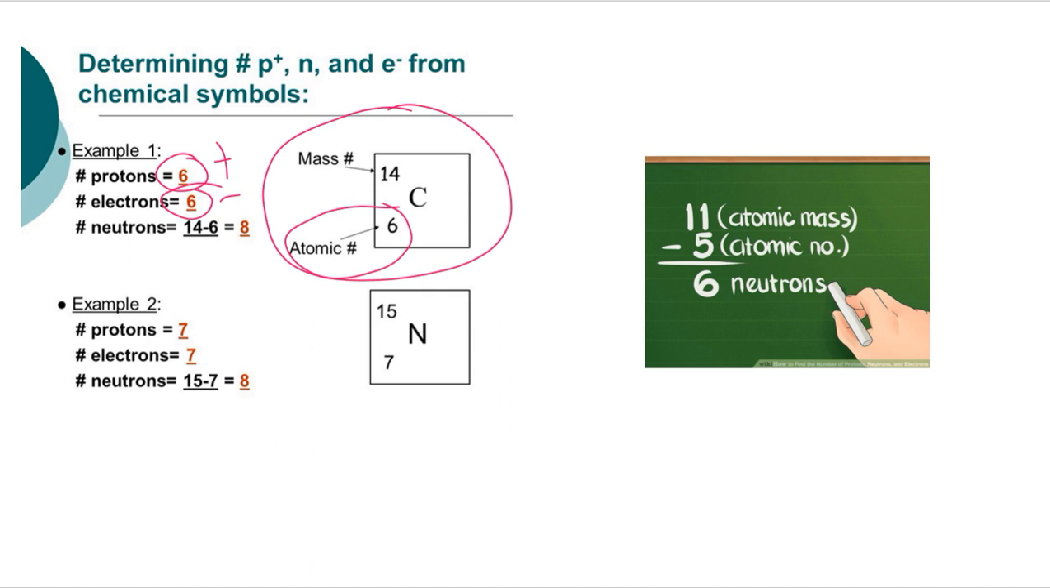And then you subtract the atomic mass minus the atomic number, and you get 8. This is the number of neutrons. Then remember, the atomic number gives you the number of protons, that at the same time is the number of electrons. And neutrons can be determined by subtracting atomic mass minus atomic number.